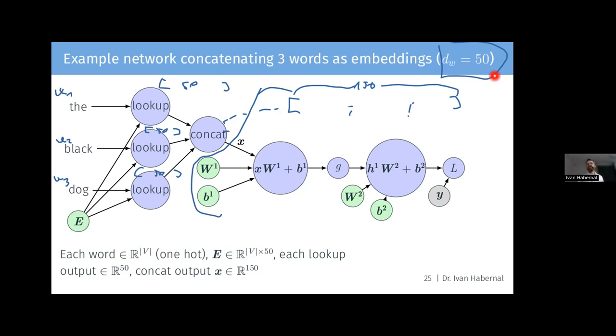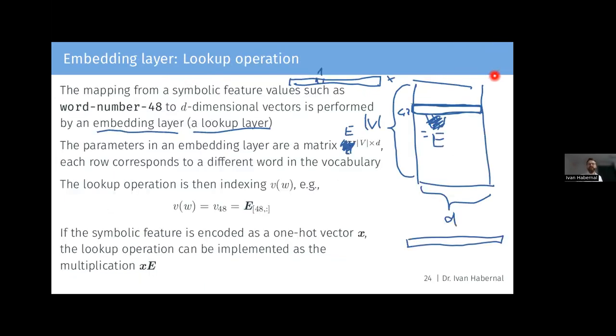We said that the lookup is x times our embedding matrix. So this is just differentiation. Exactly. It will basically be one for one of the rows and zeros for the others. And that's fine.